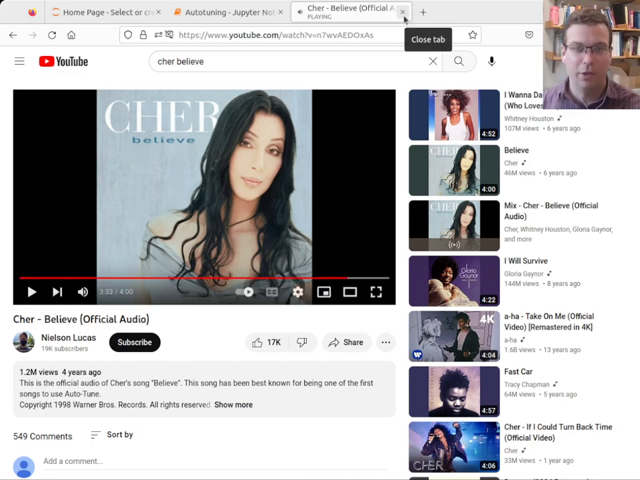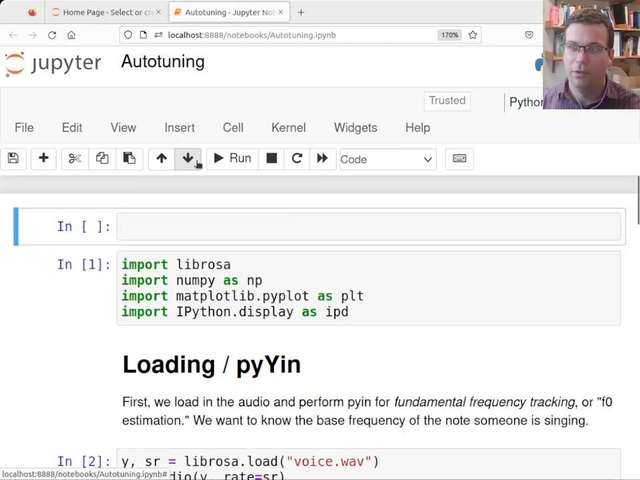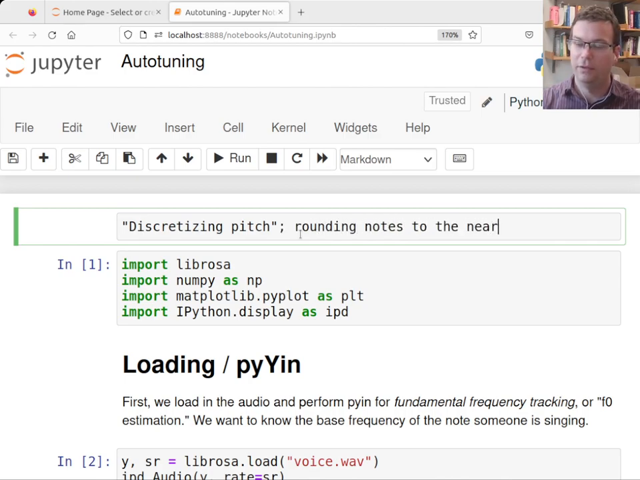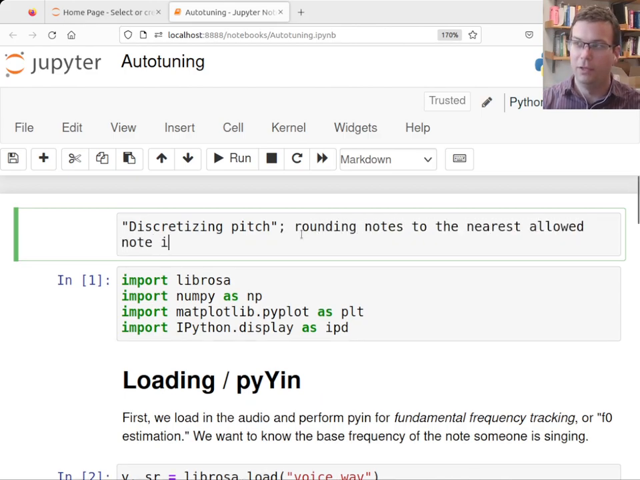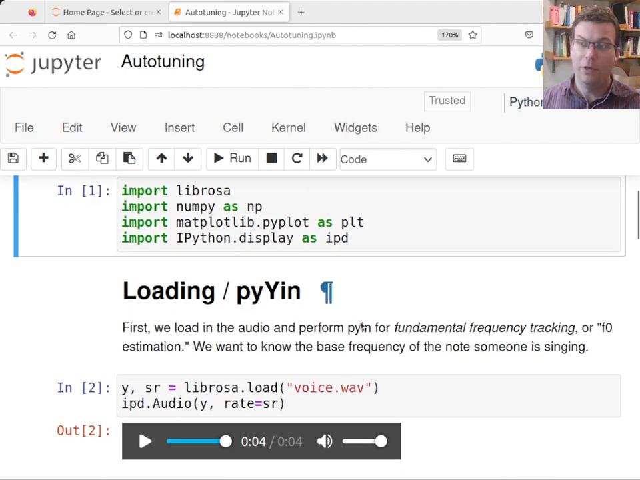So what we're doing is, I call it discretizing pitch. So what we're doing is rounding notes to the nearest allowed note in a particular scale. That's what we're doing. In order to do that, though, we need to actually know what note is playing.